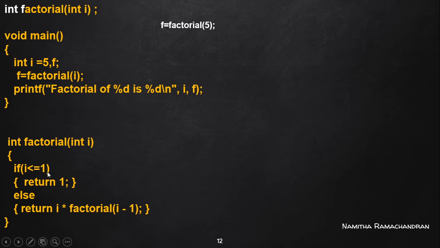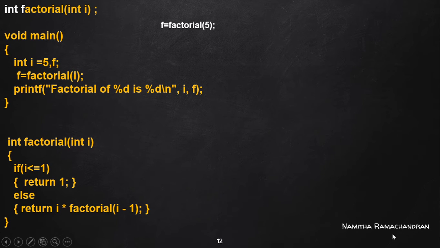This 5 is not less than or equal to 1, so we move into the else part. Here we have the statement return I into factorial of I minus 1. That means I means 5, so 5 into factorial of I minus 1, which means 5 minus 1, that is 4. That means it returns I into factorial of 5 minus 1, that is 4. So here it again calls the same function with a different argument, that is 4 now.